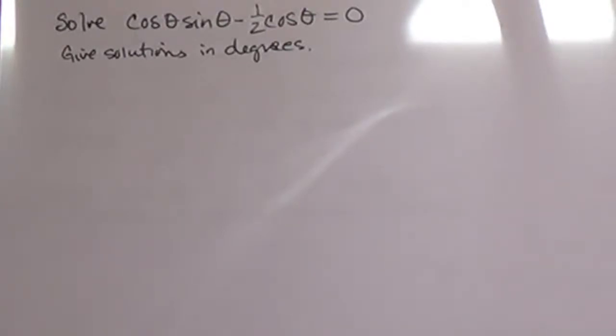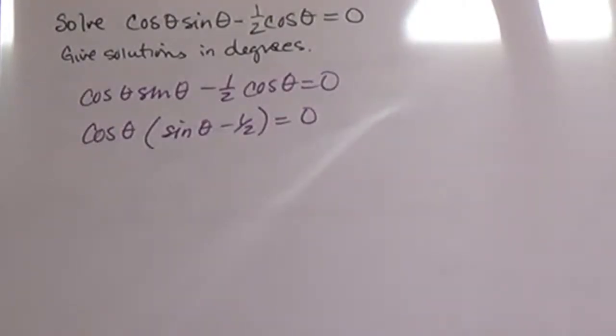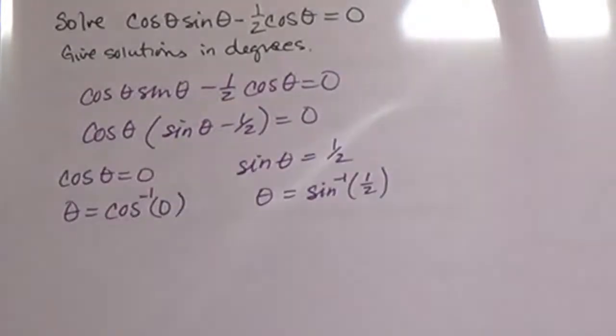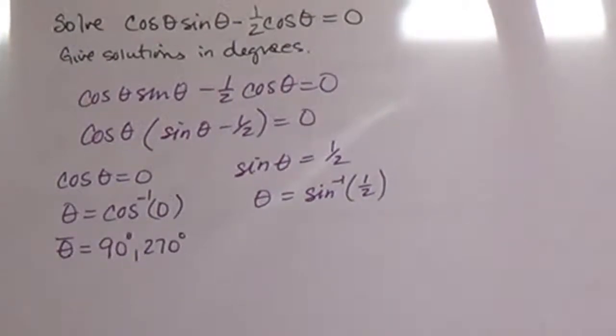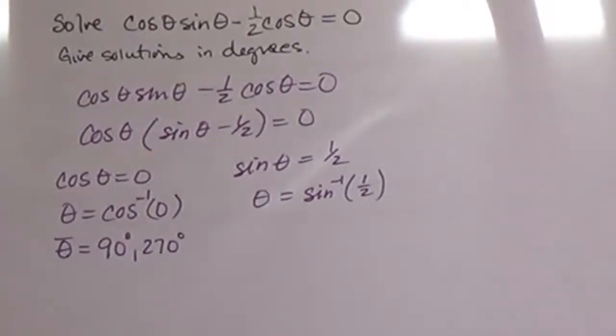So I notice there's a cosine in both terms. I can factor that out. So now I have two things multiplied to equal 0, so I'm going to separate this into two separate equations, and again isolate my trig function and take the inverse value. So for the first equation, we're looking at theta equaling the inverse cosine of 0. We want the solutions in degrees, and we know that cosine is going to be 0 at multiples of 90 degrees. So at 90 and 270. So our reference angle is 90 degrees and 270 degrees.